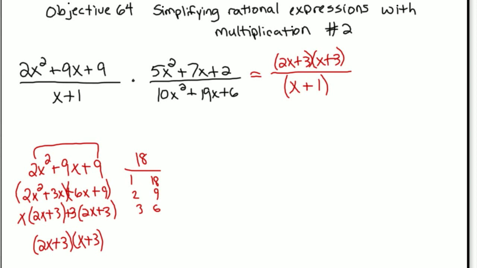Next, we have 5x squared plus 7x plus 2. So we'll do our trinomial factorization on that. Multiply the 5 and the 2, gives us positive 10. We need factors of positive 10 that will add up to 7. So we're going to use 2 and 5.